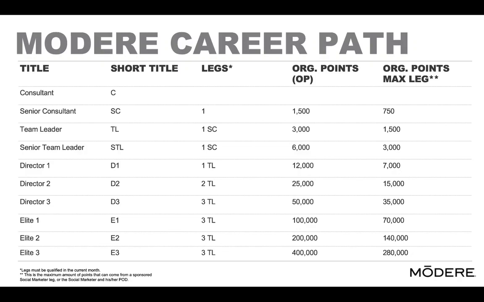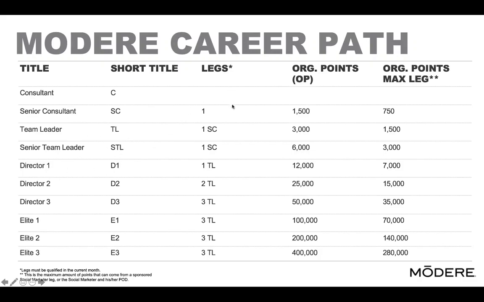So we have 2 levels of consultant. We have a consultant and a senior consultant. We have 2 levels of team leader. We have a team leader and a senior team leader. Then 3 levels of director 1, 2, and 3, and 3 levels of elite. So elite 3 is the top of the compensation plan on the builder side. These are the short acronyms. You'll hear TL for team leader or D1 for director 1.